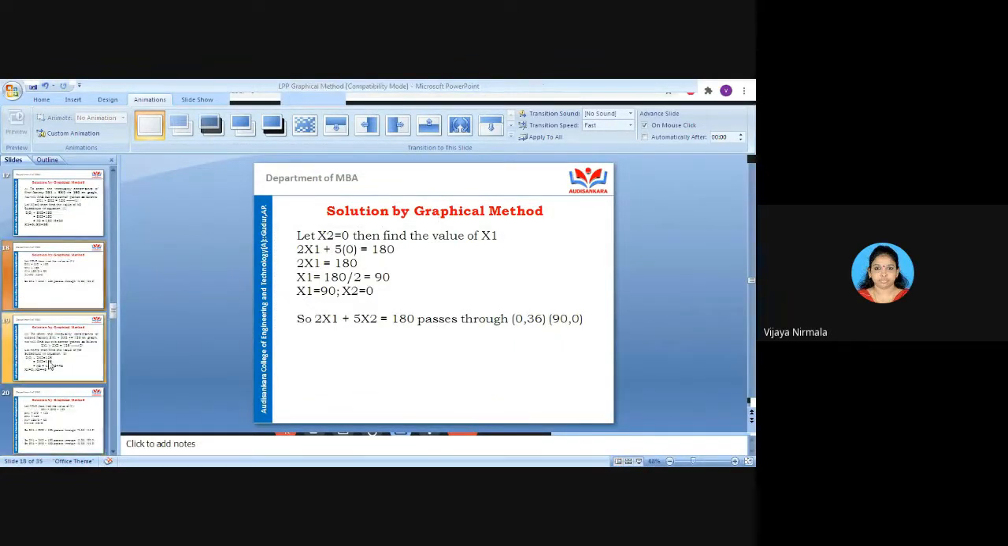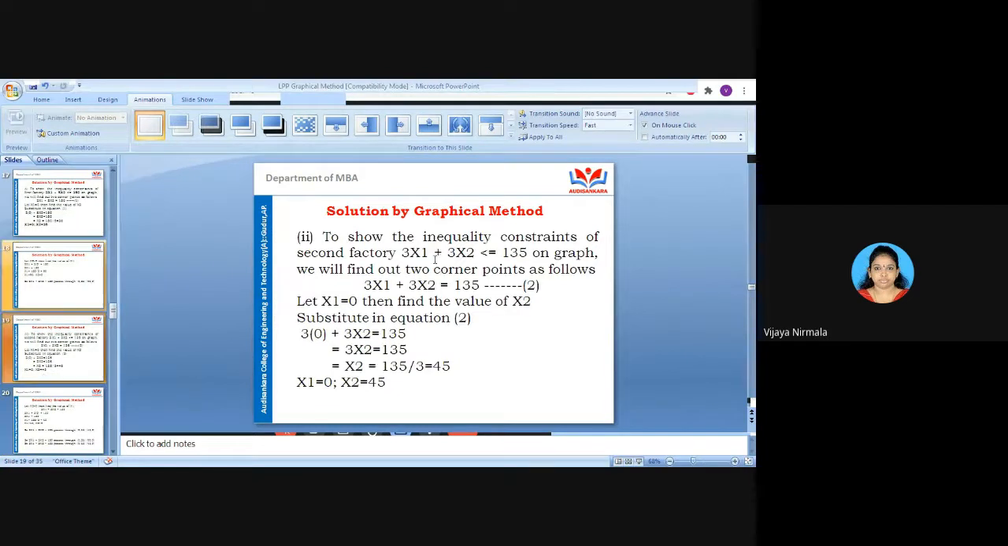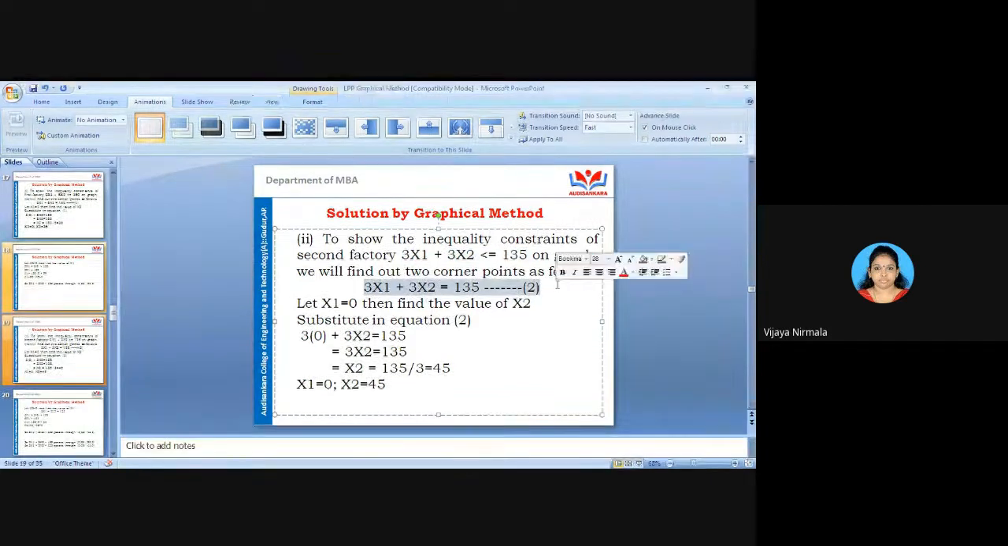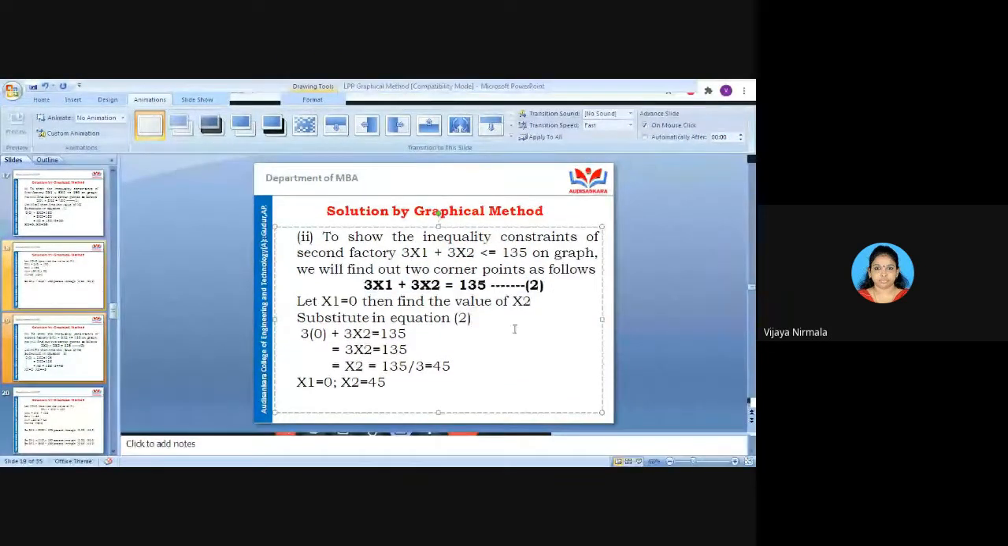And the next one, same, solve the inequality constraint of the second factory. What is the second factory, ma? 3x1 plus 3x2 less than or equal to 135. For this also we need to find it the same way. So first this inequality constraint needs to be converted into an equation, that is 3x1 plus 3x2 is equal to 135. Let it be equation 2.